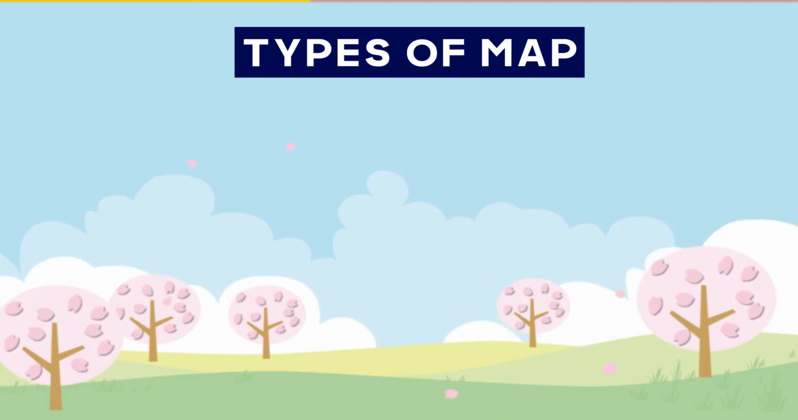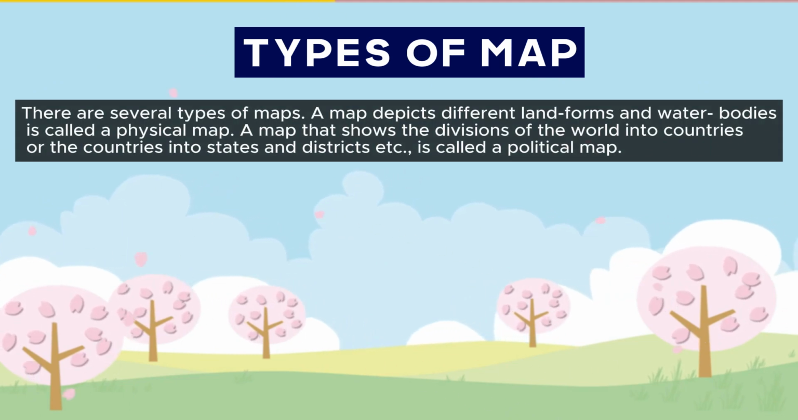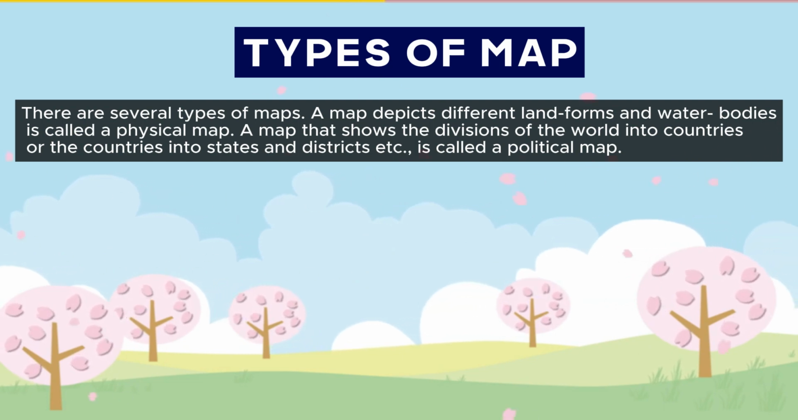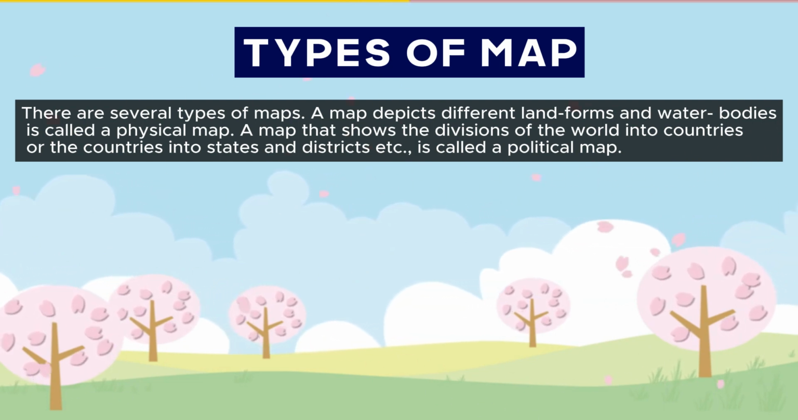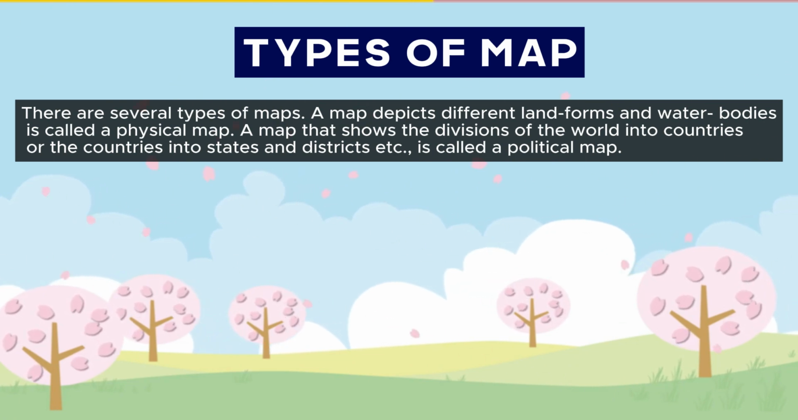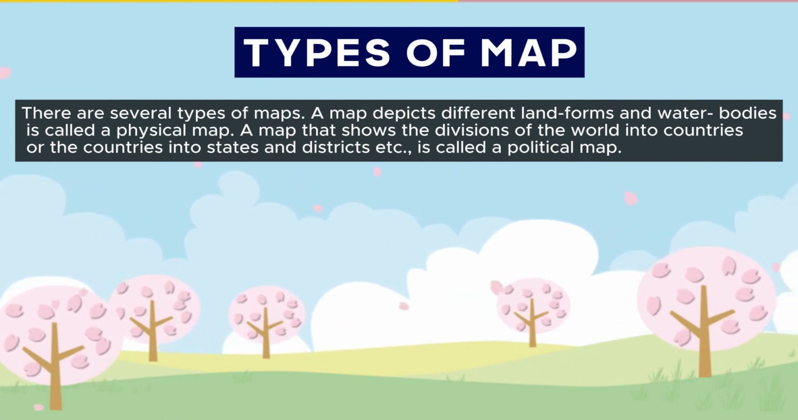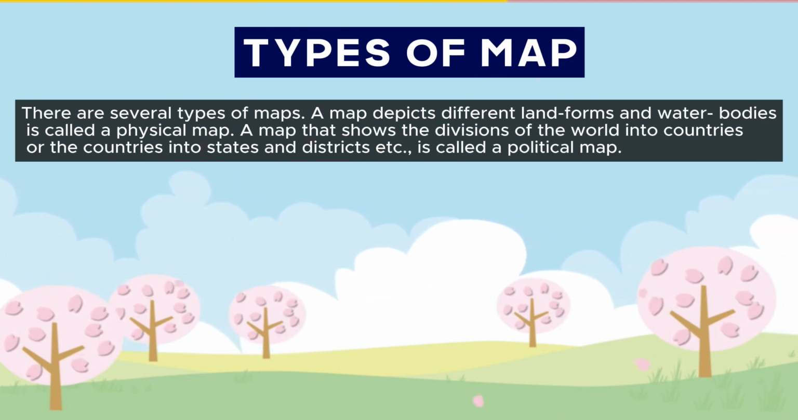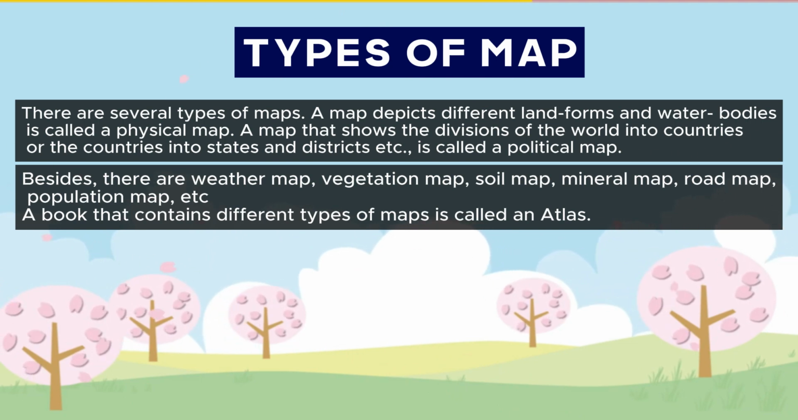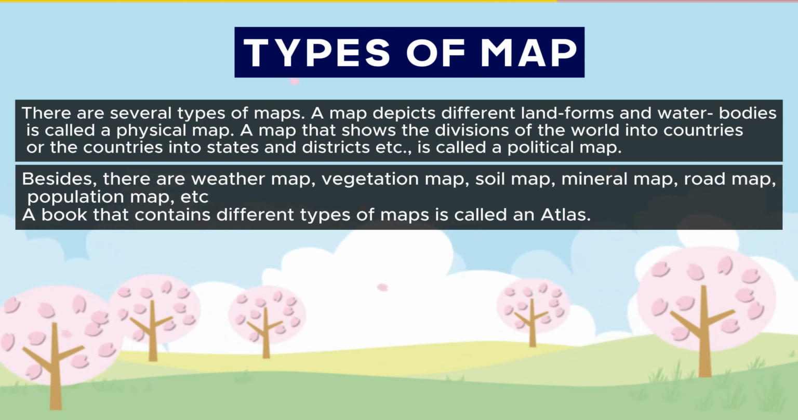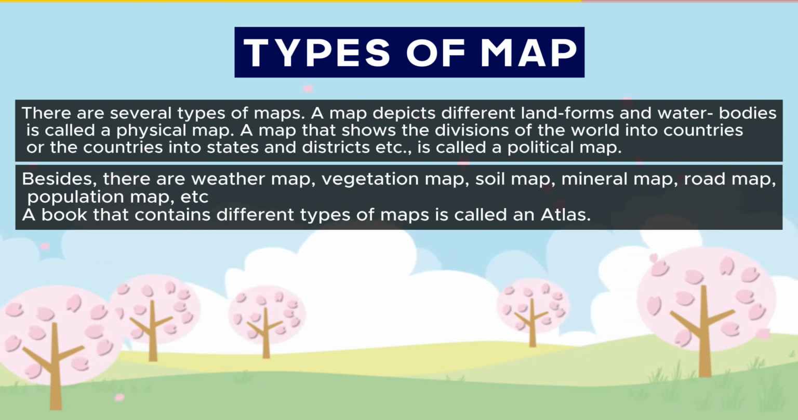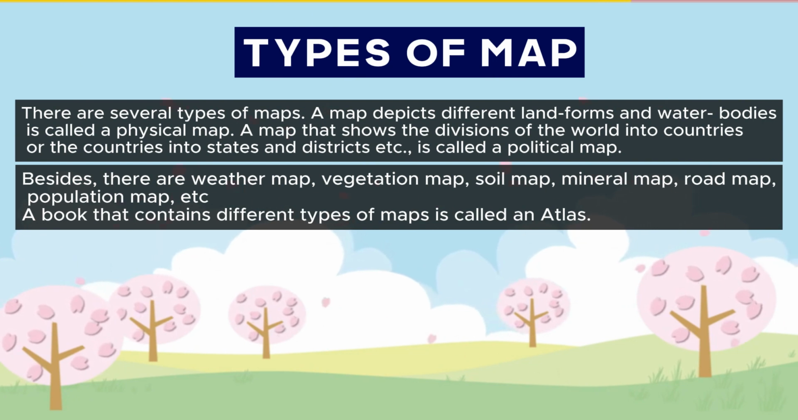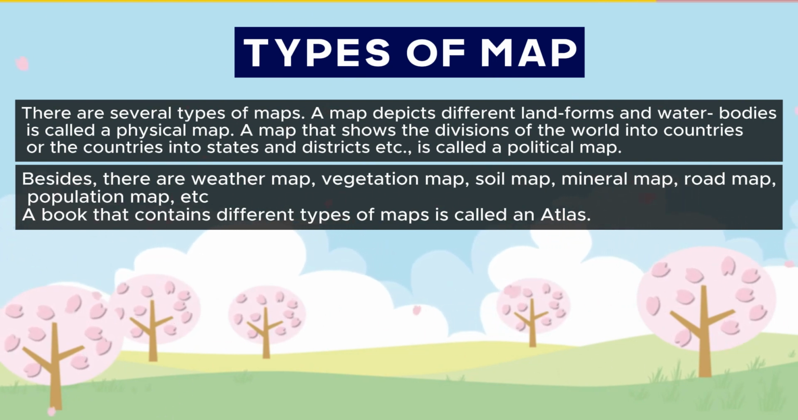Types of maps. There are several types of maps. A map that depicts different landforms and water bodies is called a physical map. A map that shows the divisions of the world into countries or the countries into states and districts, etc., is called a political map. Besides, there are weather map, vegetation map, soil map, mineral map, road map, population map, etc. A book that contains different types of maps is called an atlas.